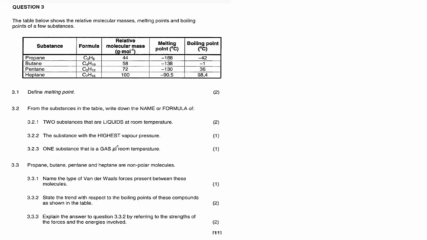It says propane, butane, pentane, and heptane are non-polar molecules. They are what? Non-polar molecules. So that means they have a dipole moment of 0, right? So the electron density is shared equally amongst the atoms, right? Then 3.3.1 says, name the type of van der Waals forces present between these molecules.